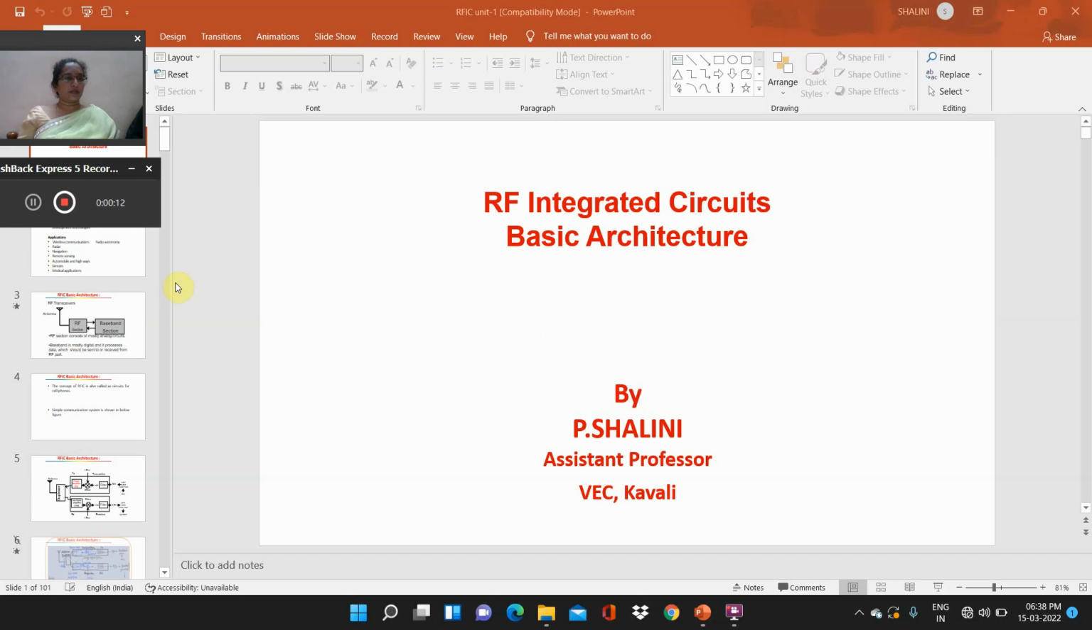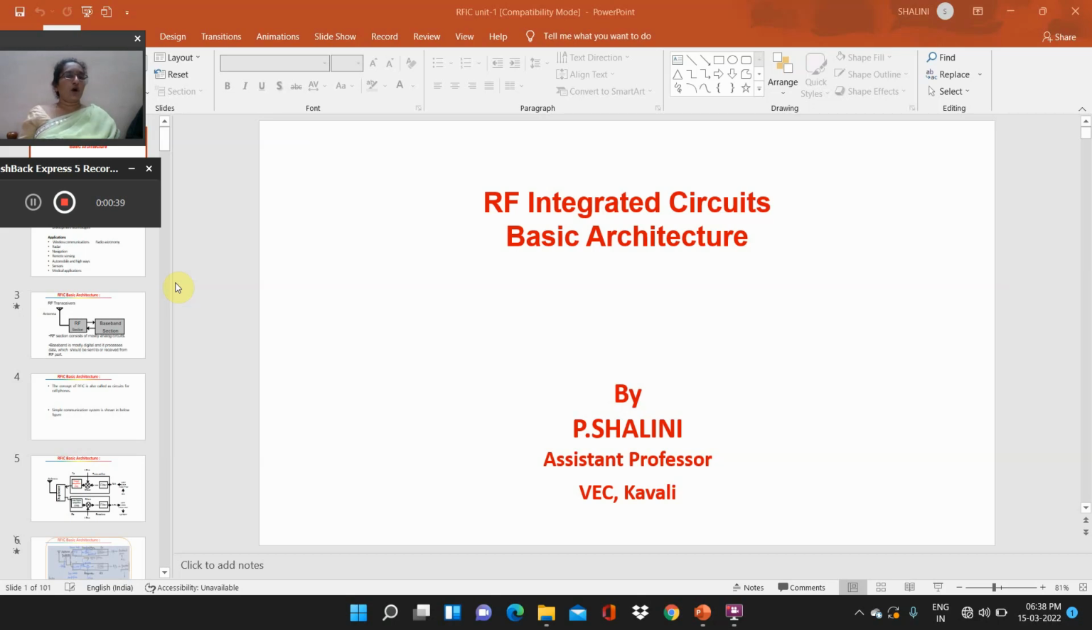For this semester we are going to discuss RFIC basic architecture. The basic architecture also decides the basic design. So, RF integrated circuits design. What is the frequency spectrum of RFIC? It is 1 gigahertz to 3 gigahertz.